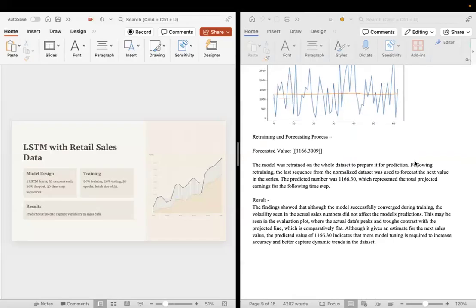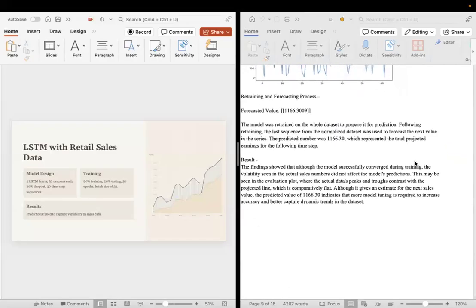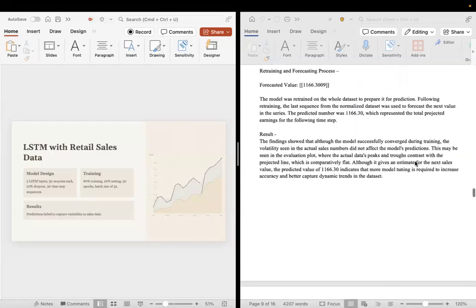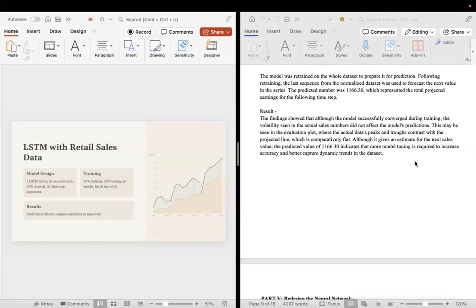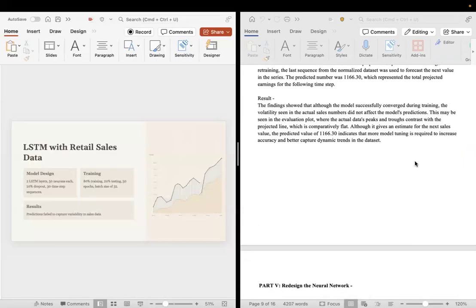Retraining and forecasting process. Forecasting value is 1166.3009. In this model, the results showed the model successfully converged during the training. The volatility seen in the actual sales numbers did not affect the model's predictions. This may be seen in the evaluation part, where the actual data contrasts with the projected line, which is comparatively flat.